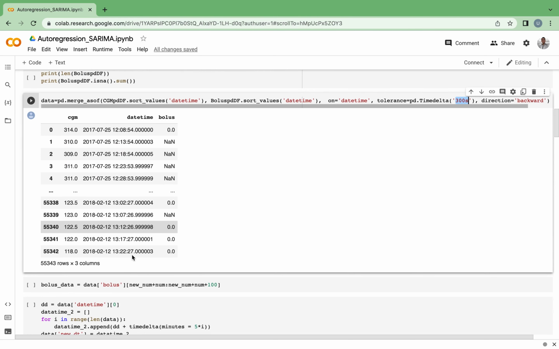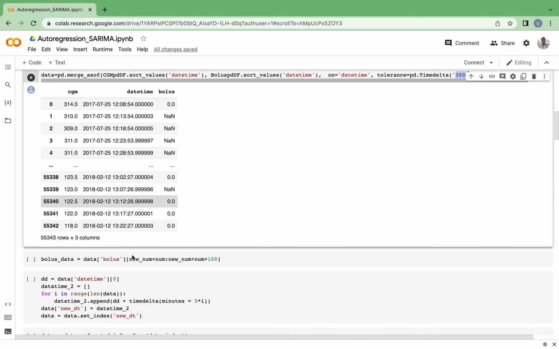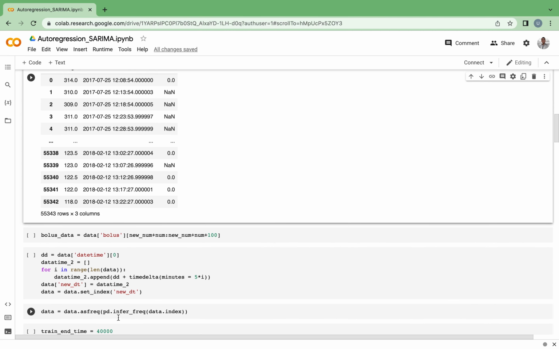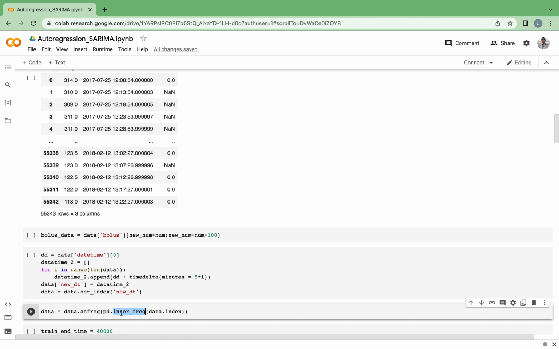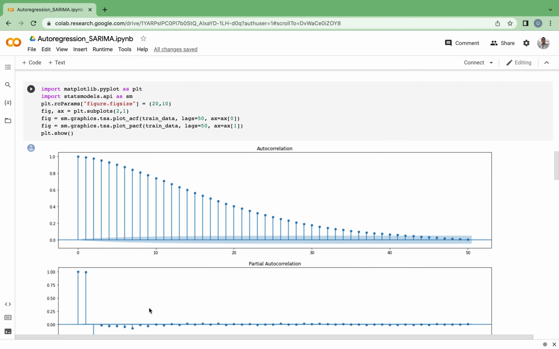For the SARIMA algorithm, the time data is the index of the data frame, and the frequency of the data frame is also required to be set. So in this step, I am inferring the frequency and setting it for the data frame. Now we need to get the parameters of SARIMA.